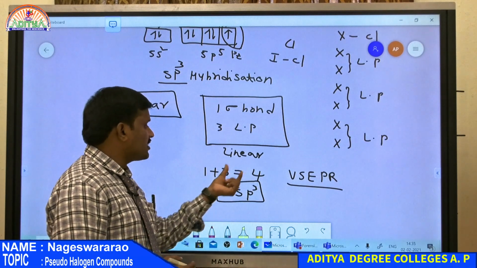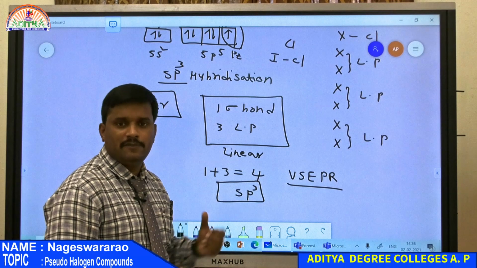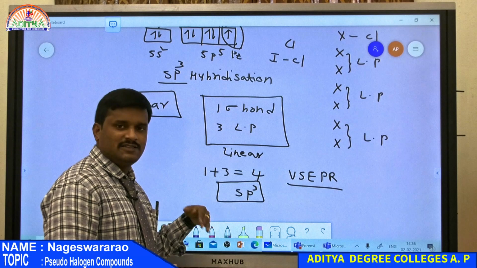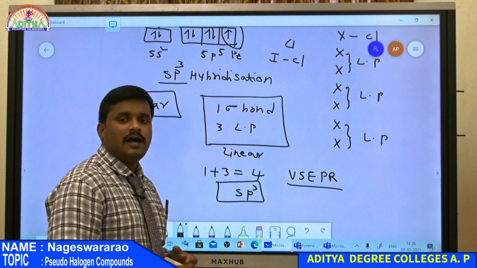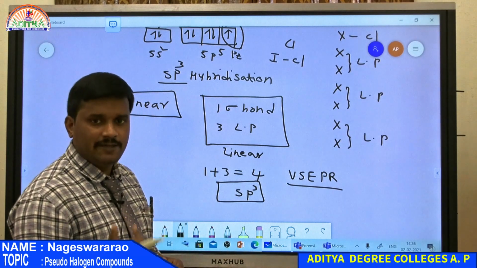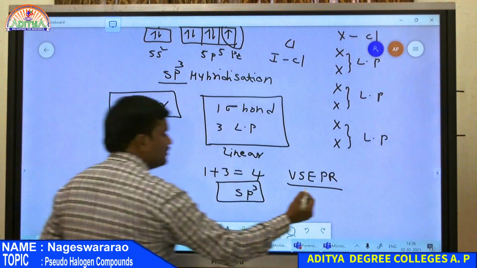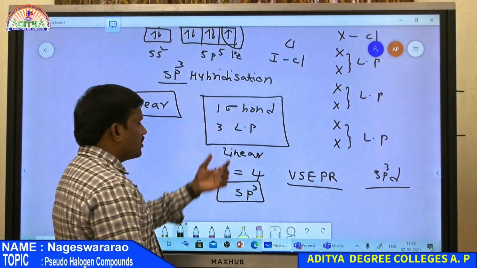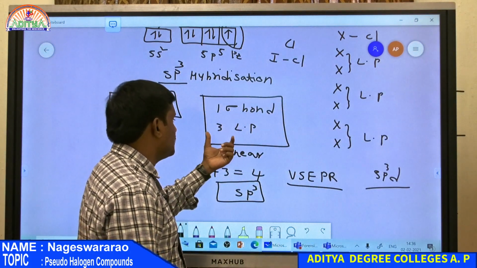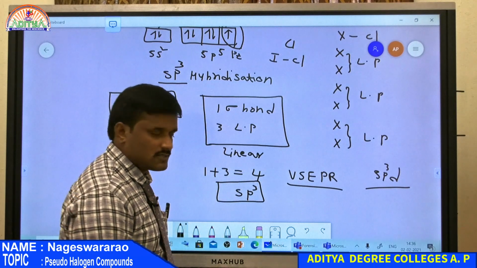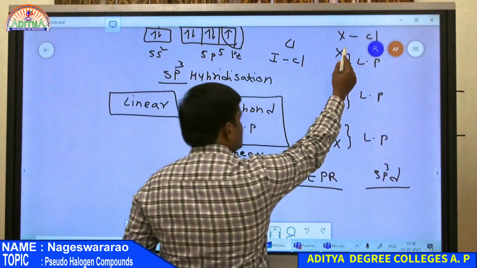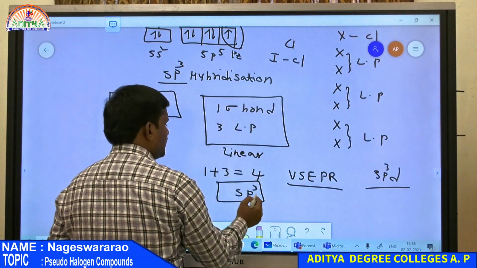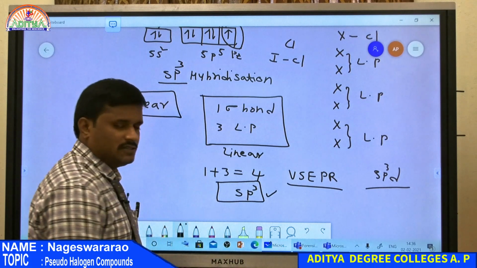If the total value is equal to 2, then it is sp hybridization. If it is 3, sp2 hybridization. If it is 4, sp3. If the total value is 5, then the hybridization is sp3d. So here we calculate the total number of sigma bonds as well as the number of lone pairs of electrons. In this case, there is only 1 sigma bond and 3 lone pairs, so the total value is 4. That is why it has sp3 hybridization.